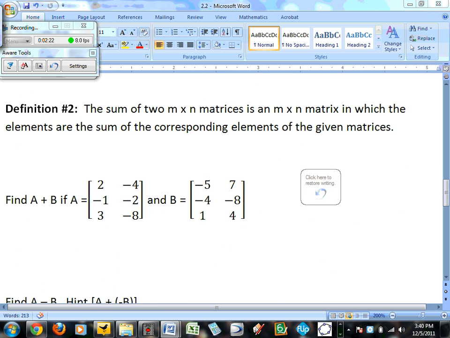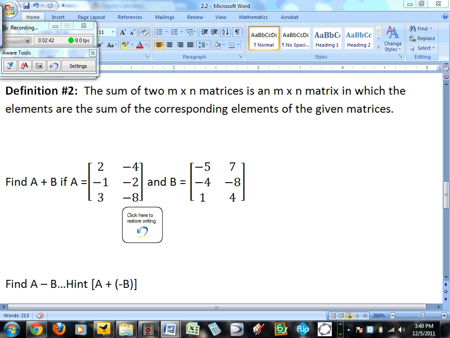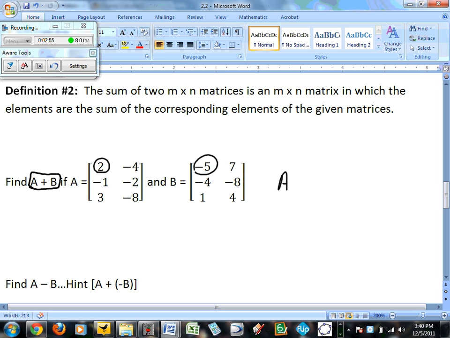Definition number 2: the sum of 2 m by n matrices is an m by n matrix, so it has the same dimensions, in which the elements are the sum of the corresponding elements of the given matrices. This is actually way easier than that definition makes it sound. To add matrix A and B, all I have to do is look at corresponding elements. The very top left has to be added with the very top left here. So matrix A plus B would equal, on my top left, 2 plus -5, which is -3.